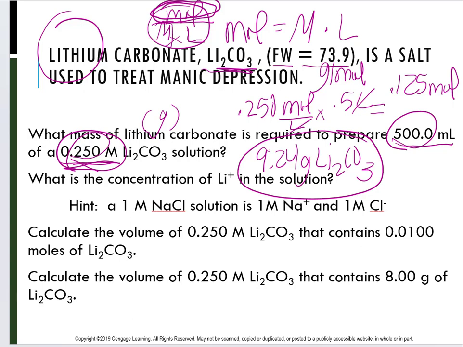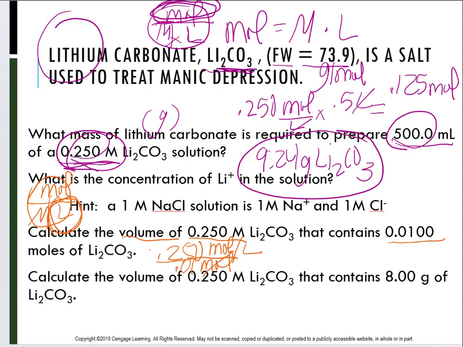Now this next one wants the volume. So again, if I look up at my circle here, remember molarity is moles per liter. So here I want volume, so I'm going to do moles divided by molarity. It tells me that it contains 0.100 moles of lithium carbonate, and it gives me the molarity. So to find the volume, we're going to do 0.100 moles divided by 0.250 M. And remember that molarity is moles per liter. So notice that moles and moles cancel, leaving us with liters, which is the volume that we want.